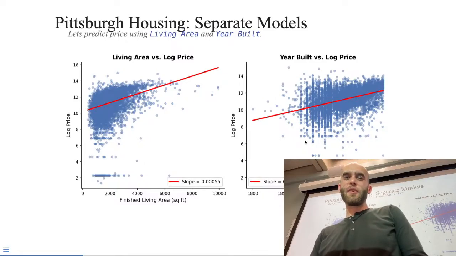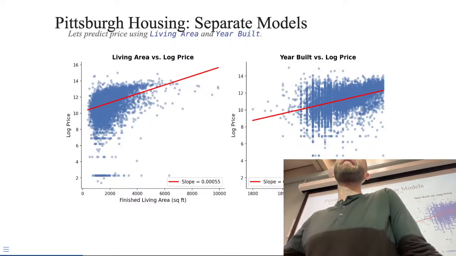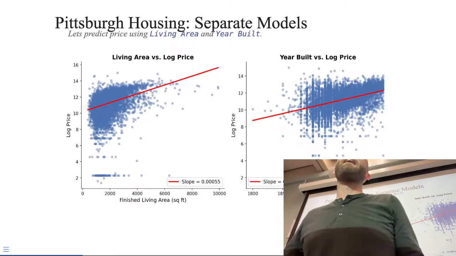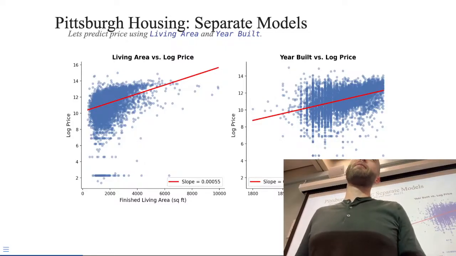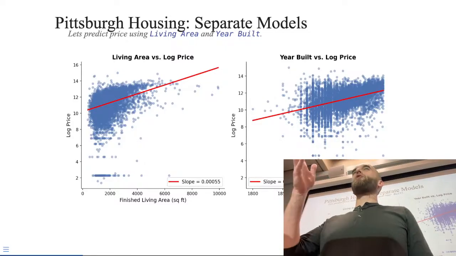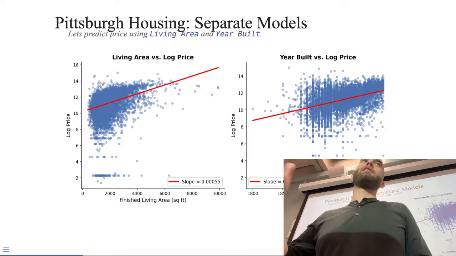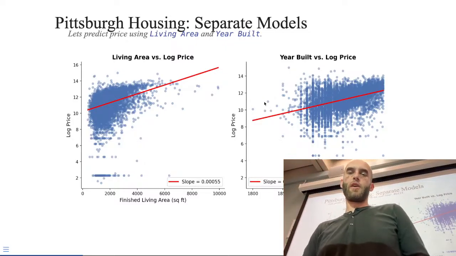And then the other thing we could do is plot on the horizontal axis year built. This kind of looks like a time series. This is not a time series. The horizontal axis is time, but we're not connecting observations through time. All we're doing is plotting the year that it was built against the log price.